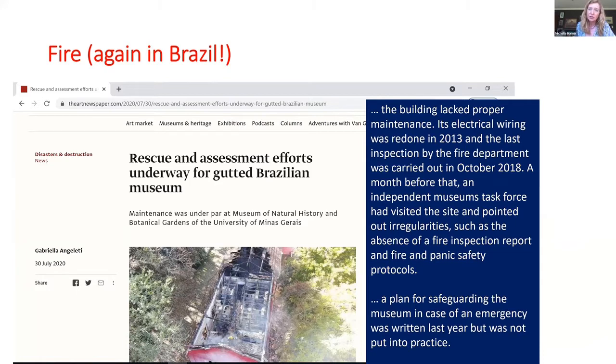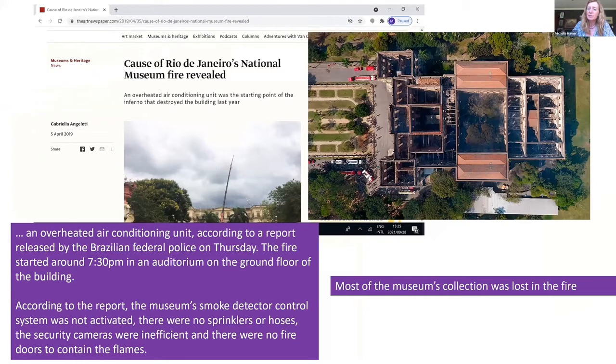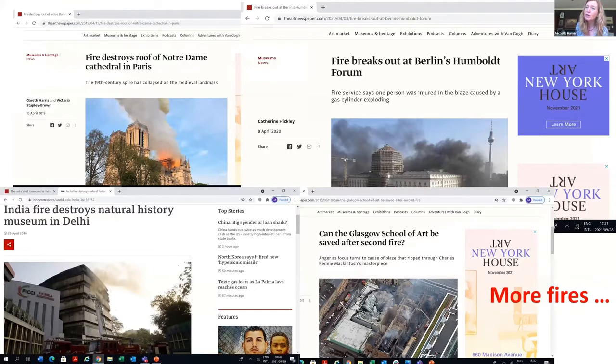And that, I think, is a situation a lot of us who work in old buildings will find. There are no regular inspections by the fire department, there's no fire inspection report, there are no fire and panic safety protocols. You might have an emergency plan, but it's not put into practice. So all of these issues are things that we could have to deal with. We should be prepared for them.